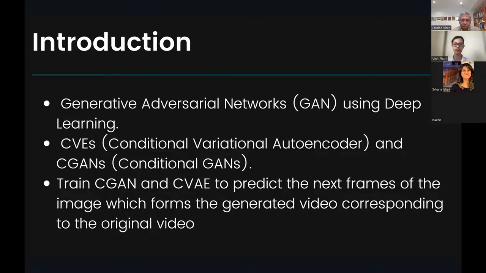So let's start with the introduction. In this talk, we will discuss the generative adversarial network, which we can also call a GAN, using deep learning. We will also cover CVAE, a conditional variational autoencoder, and CGAN as well, which is a kind of variant of GAN. We are going to train the model using two techniques, CGAN and CVAE, to predict the next frame of the image from the generated video corresponding to the original video.